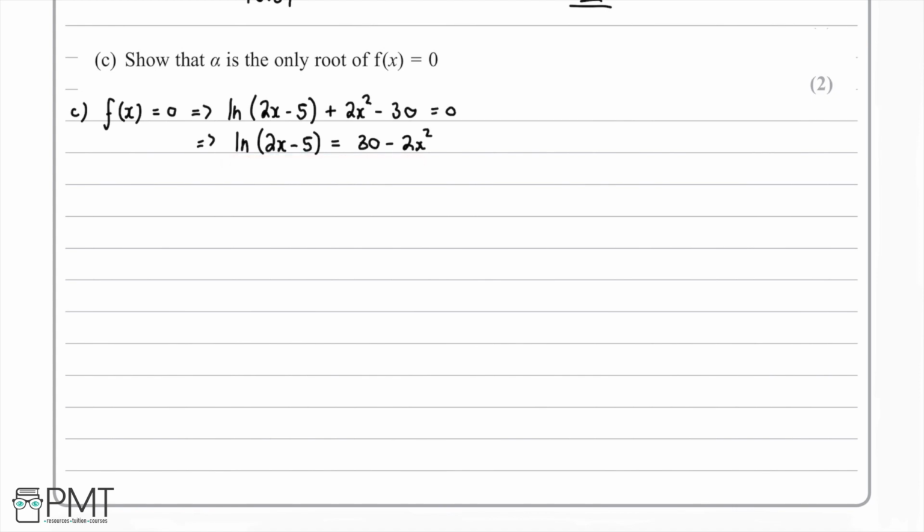So we know that these two terms have to be equal. So what we can do is sketch the graphs of these two equations and then look and see how many points of intersection there are.